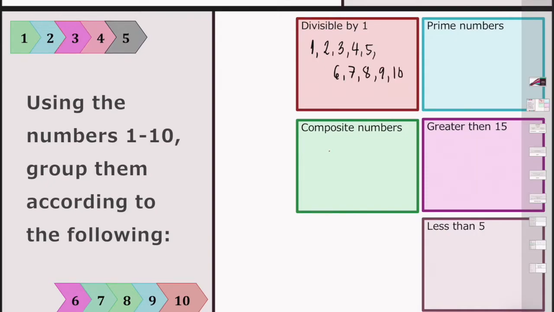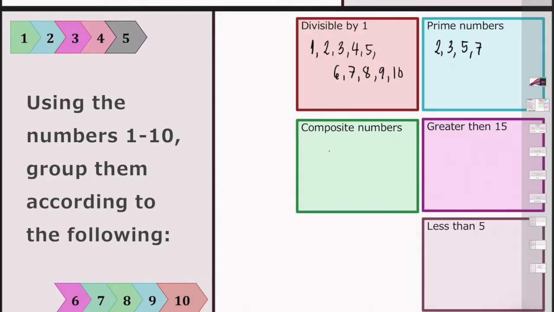Now, for the second group, let us identify prime numbers. Prime numbers are integers whose only factors are 1 and itself. So we will start with the smallest prime, 2. Also, we have 3, 5, and 7. Take note, 1 is not a prime number.